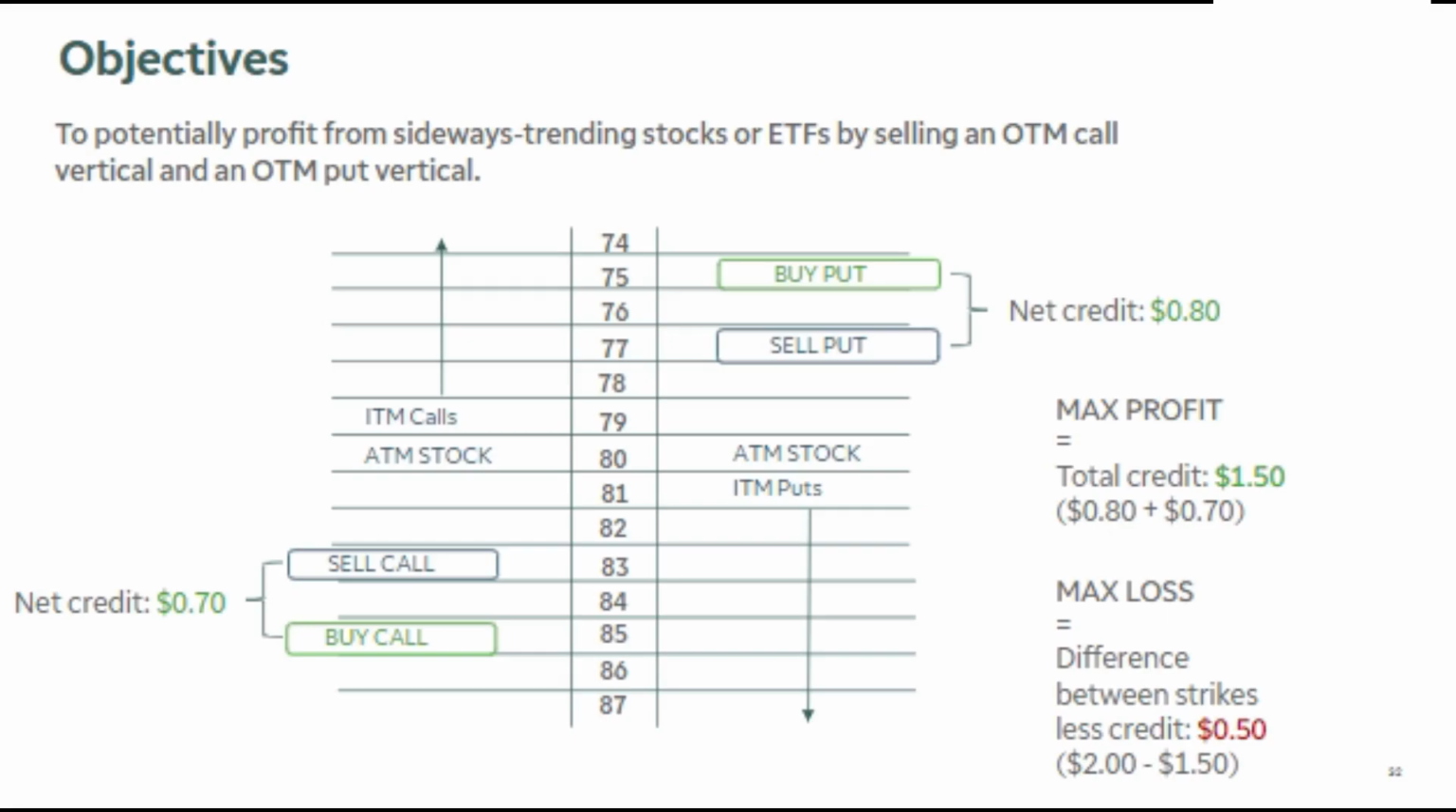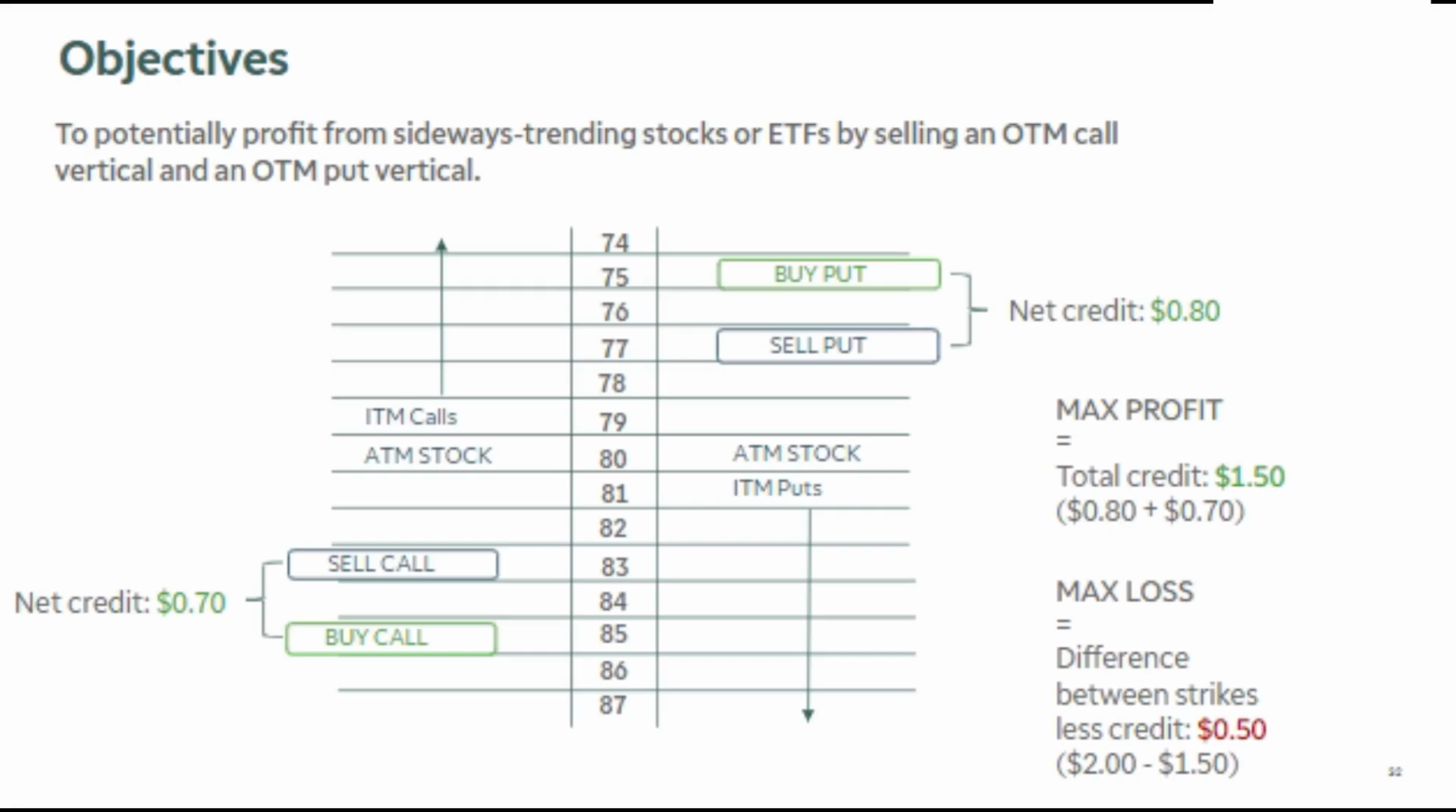On the put side, we go equidistant from 80 to 77, so $3 away again. We sell the 77 strike and buy the 75. Here, it's a 2-point wide spread, just like on the call side. For this one, we get 80 cents credit. It's called put skew. There's a little bit more premium in puts than there are in calls.